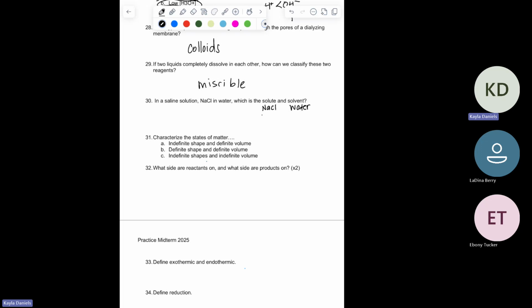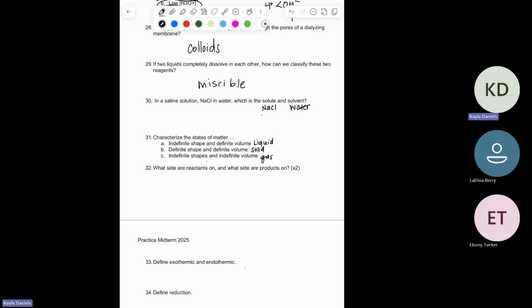The states of matter. We have 3 states of matter: solid, liquid, gas. The one with indefinite shape but definite volume would be liquid. Think about a water bottle of a certain volume that you dump on the floor. It's still that definite volume, but it's changed shape. Definite shape and definite volume is your solid. Indefinite volume and shape is your gas. Gases take on the shape of their container, but you can also compress them.